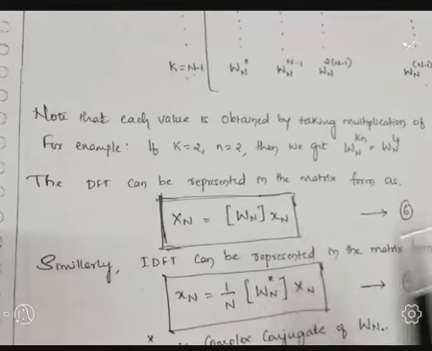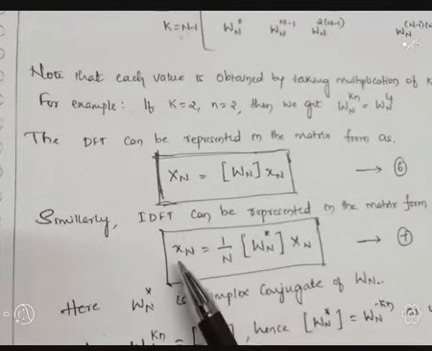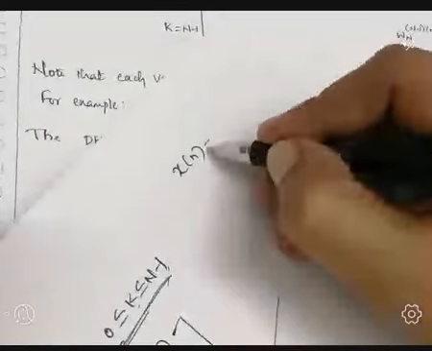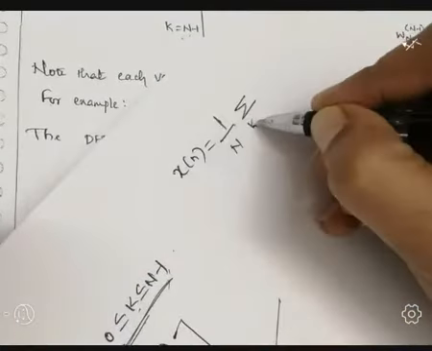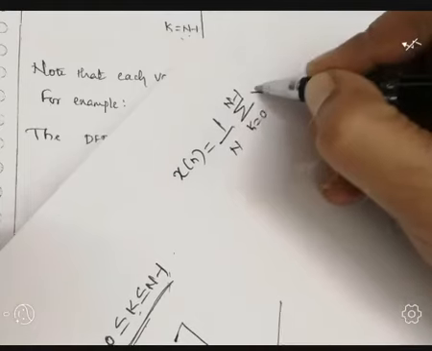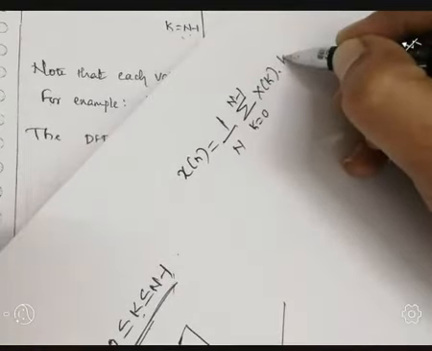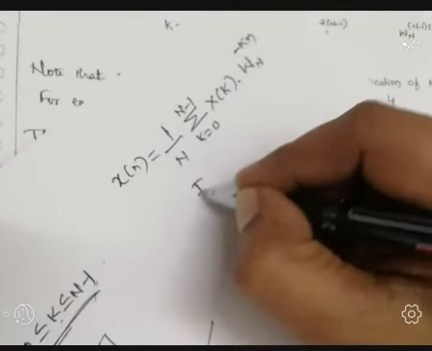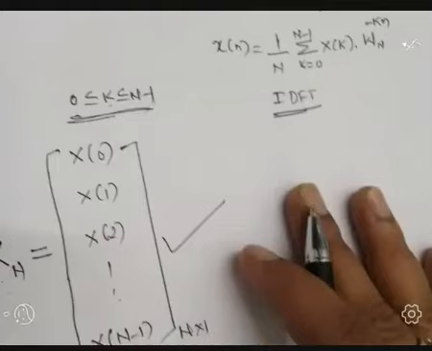Similarly, if you are going to represent the IDFT, what is it? x of n equal to 1 by N summation k equal to 0 to N minus 1 X of k multiplied by W_N to the power minus kn. So here I will write the equation. x of n equal to 1 by N summation k equal to 0 to N minus 1 capital X of k multiplied by W_N to the power minus kn. So it is the IDFT equation.